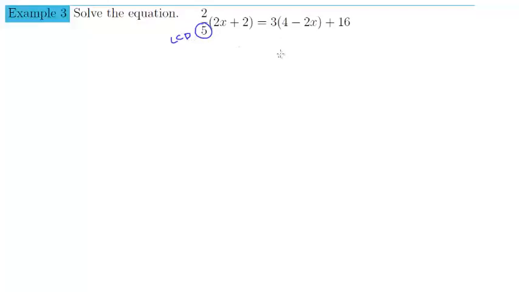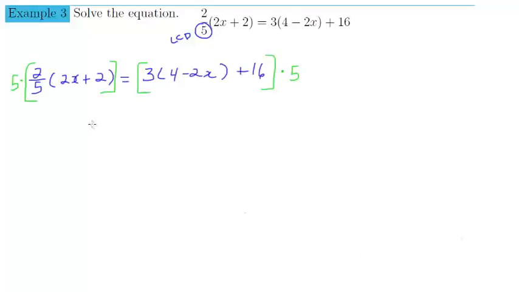So let me go ahead and multiply both sides by the LCD. Let me write it out. Alright, so that's what we get, if we multiply both sides by 5. But what we have to do now is actually figure out what it means, what the result is on each side when you multiply by this 5.